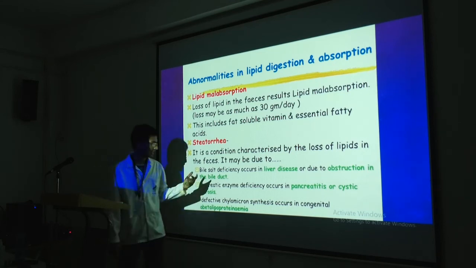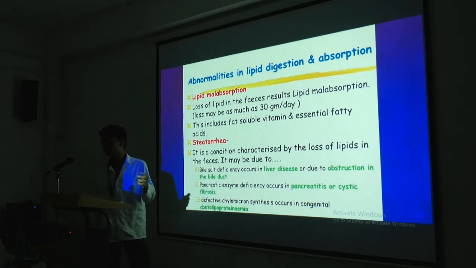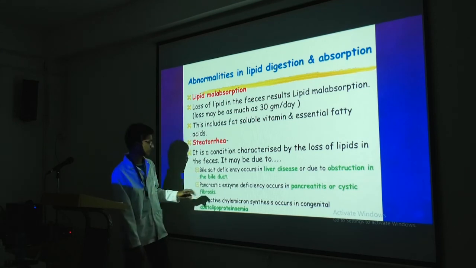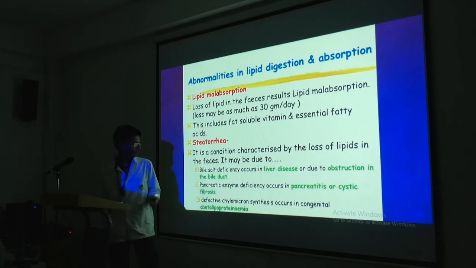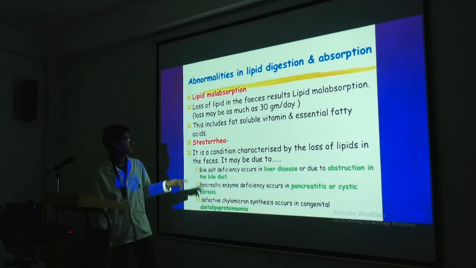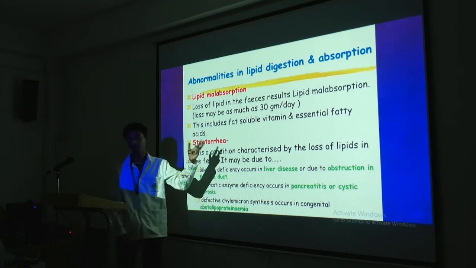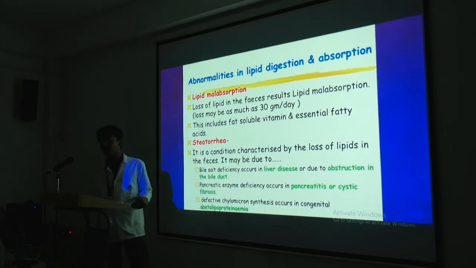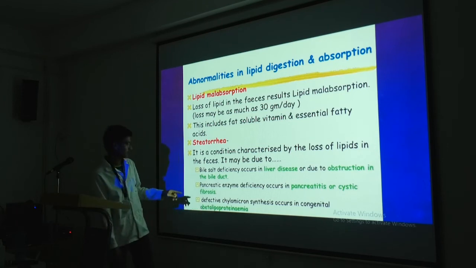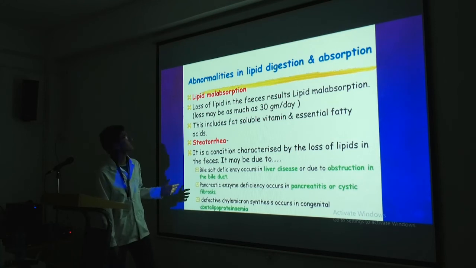Another reason is pancreatic enzyme deficiency, which occurs due to pancreatitis and cystic fibrosis. This causes steatorrhea. There is also defective chylomicron synthesis. If there is any defect in the apolipoprotein part or in the triglyceride part, there is defective chylomicron synthesis in the enterocytes. So this is called abnormal lipid absorption, steatorrhea.